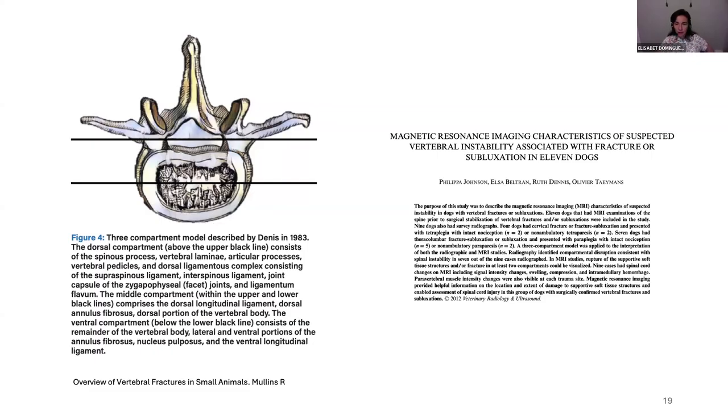So that's more or less the three compartments. And in theory, if you have involvement of two or three, it means that it's unstable. So this is something that you should add in your reports.